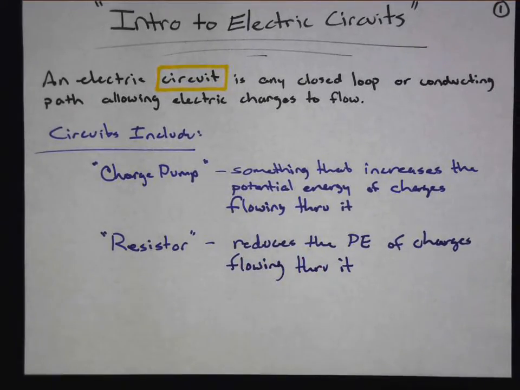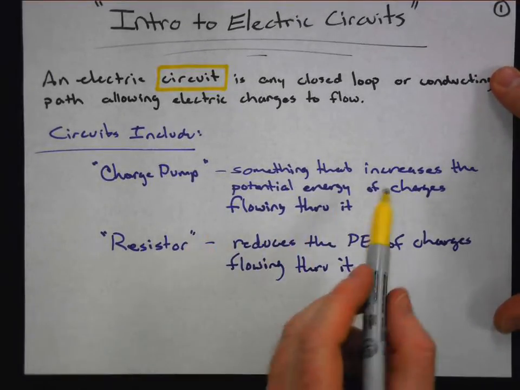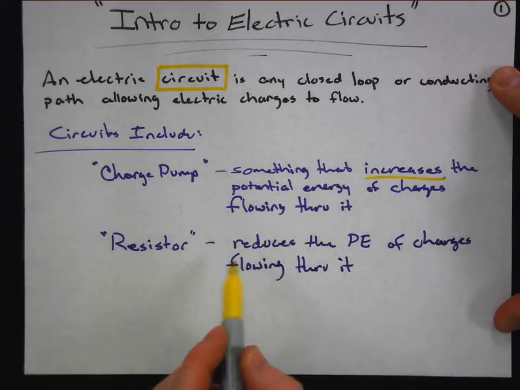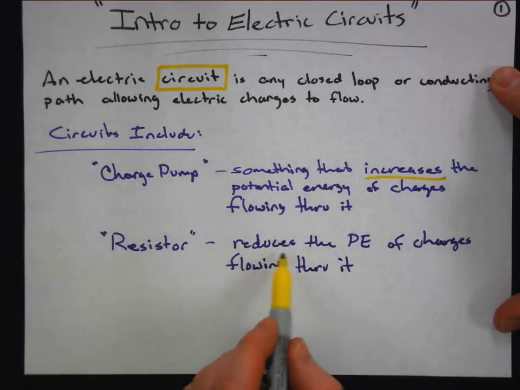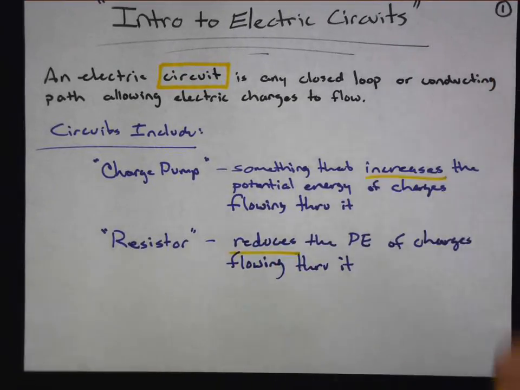And that's kind of it. That's the out and the in of a circuit. The charge pump increases the energy of charges, and the resistor reduces or decreases the energy of the charges. Notice neither one of these makes charges or destroys charges. That's not the idea. That's not what's going on inside a circuit. Kind of like when water pumps water from one location to another, the water isn't created or destroyed, it's just made to move. That's it.